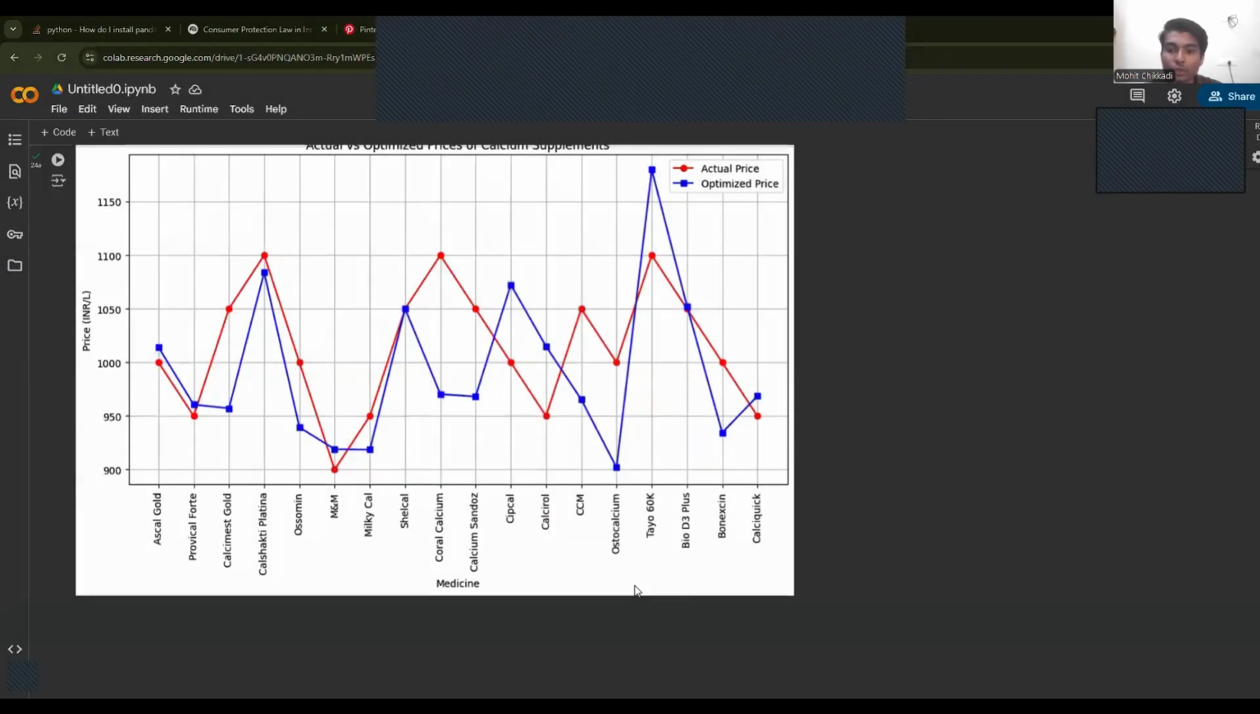So we can go back to seeing the graph. In conclusion, this analysis highlights the potential discrepancies in the pricing of calcium supplements. By understanding the relationship between the nutrient contents and the pricing, we can all make informed decisions.